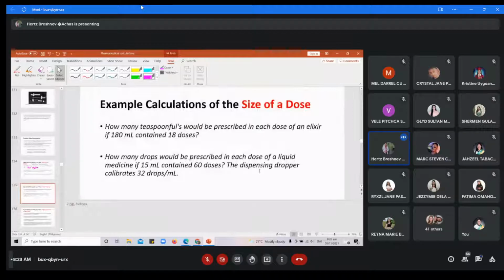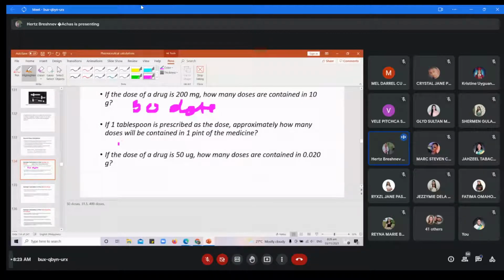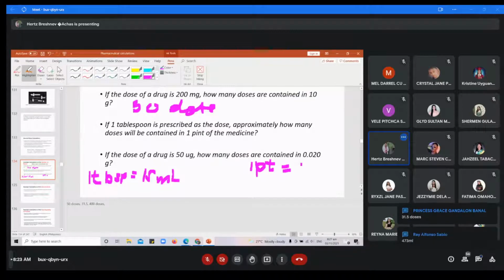Okay? So 1 tablespoon, or TBSP, is equivalent to 15 ml, no? And the question is, how many 15 ml or 1 tablespoon are present in 1 pint? Now, 1 pint is equivalent to 473 ml.